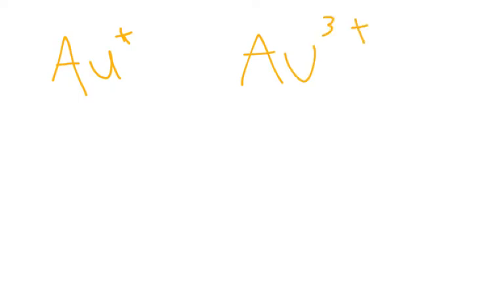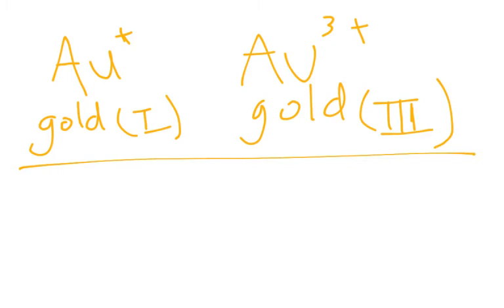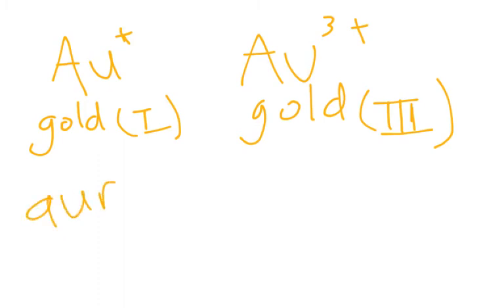So how would we name these using the stock system? Well, this would be gold(I). This would be gold(III). And that's the stock system. That's the one you'll usually use. Now there's this outdated system that might show up on bottles of gold ions. So Au+ will be called aurous, and Au3+ will be called auric.